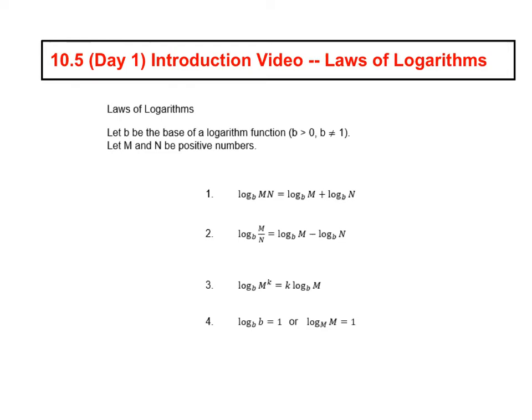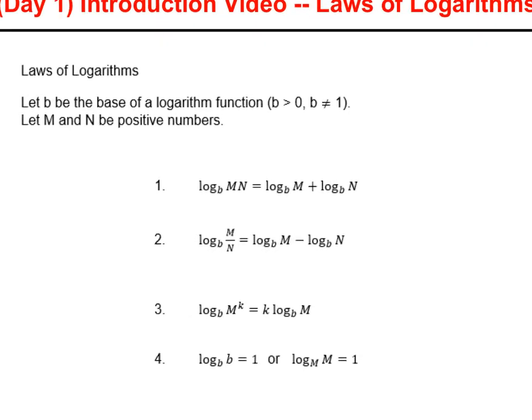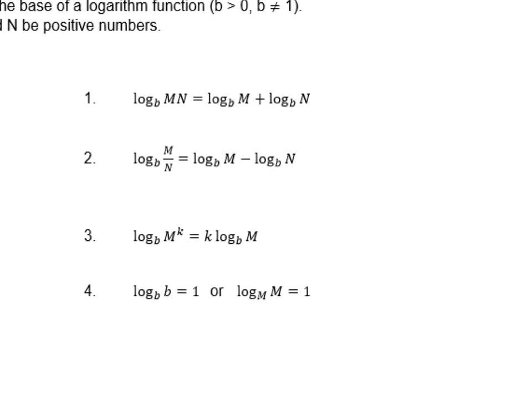Alright, so now that we have an understanding of logarithms and how they work, we're going to look at some laws or properties of logarithms. So, let b be the base of a logarithm function. Your base has to be positive, greater than 0, and it cannot equal 1, and let m and n be positive numbers. So we have four laws that we're going to use.